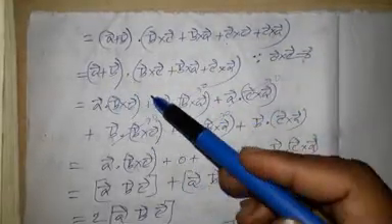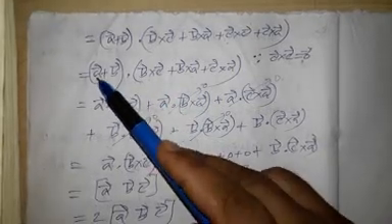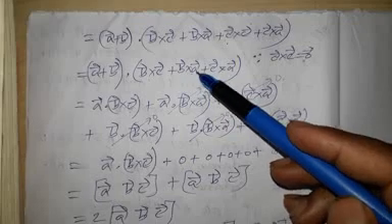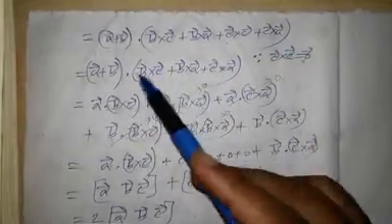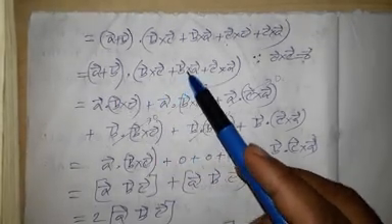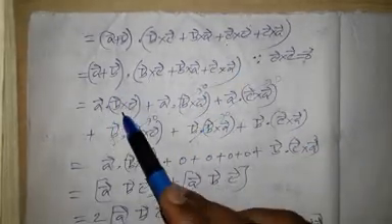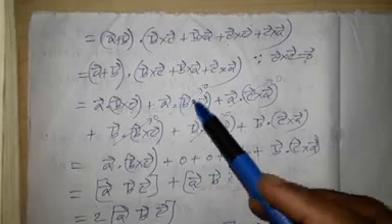Now this part is multiplied with A. That means A dot B cross C, A dot B cross A, and A dot C cross A, plus B dot B cross C, B dot B cross A, and B dot C cross A. A dot B cross A is equal to 0, since it is the same A.